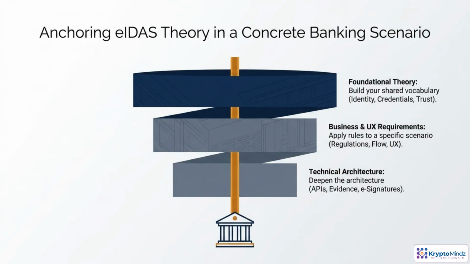Throughout the course, we'll stay grounded in one banking scenario: remote onboarding with a qualified electronic signature. We'll work in 3 layers. First, we build a shared vocabulary around identity, credentials, and trust. Then we apply that to business and UX requirements, regulations, risk, and user flows for opening an account. Finally, we translate those requirements into technical architecture: components, APIs, evidence handling, and signature services that could actually run in a bank.